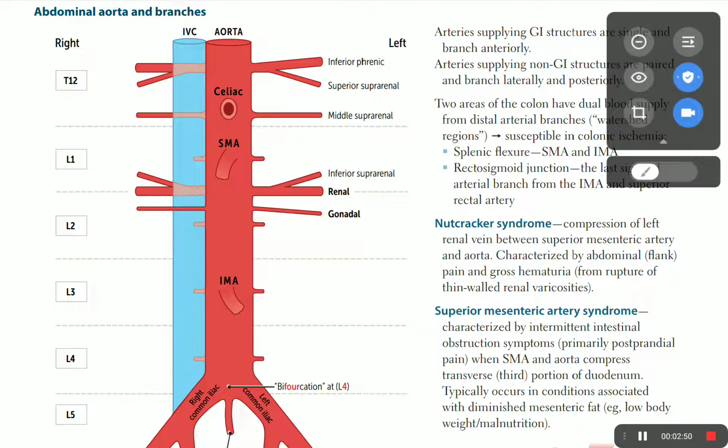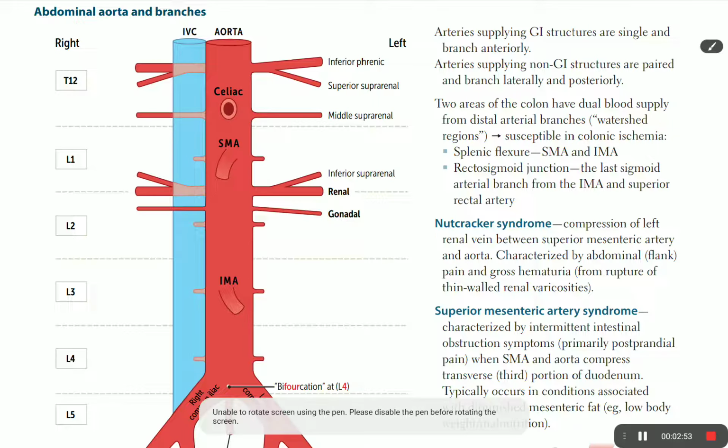Two areas of the colon, we're gonna speak a lot about the colon blood supply. Two areas have a vulnerable blood supply because they lie at the junction of the midgut and the hindgut. We have it in the splenic flexure and the other junction between the superior rectal artery, as I said here. Okay, we have the splenic flexure.